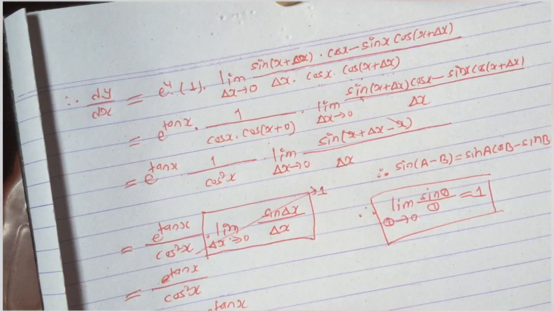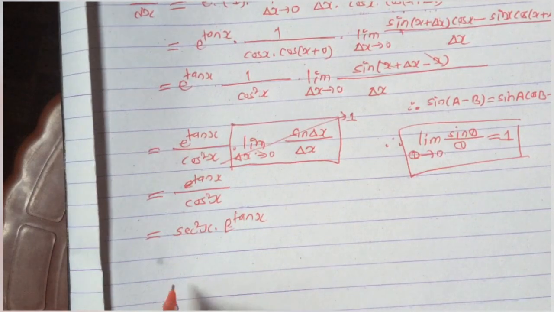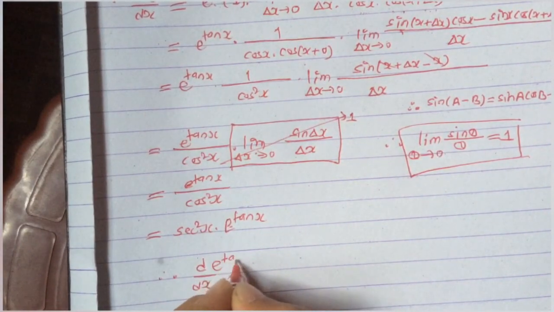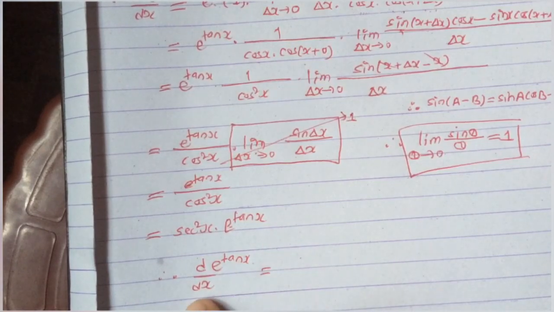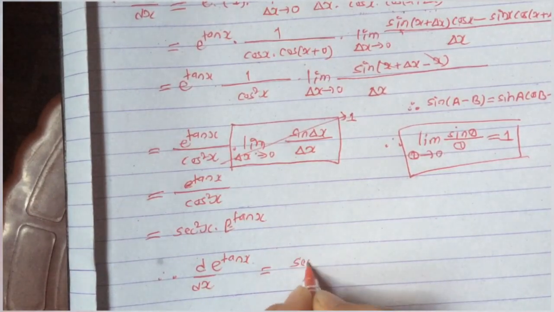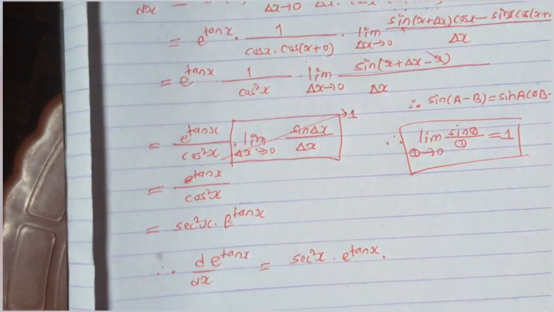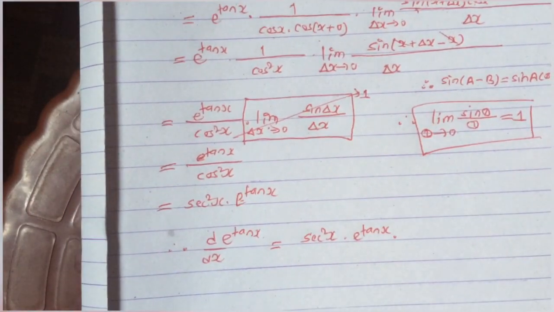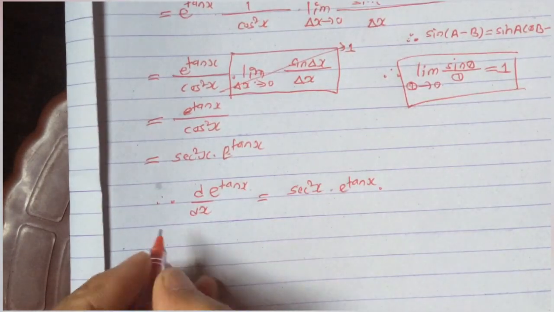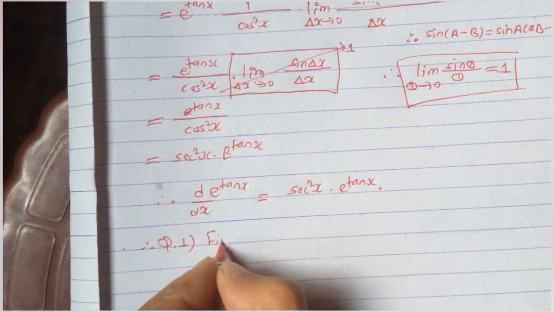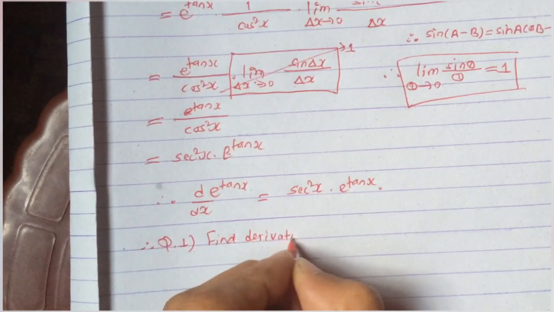So the final derivative of e^(tan x) is equal to sec square, since 1 by cos square is equal to sec square, times e^(tan x). So the derivative of e^(tan x) with respect to x is equal to sec square x times e^(tan x).